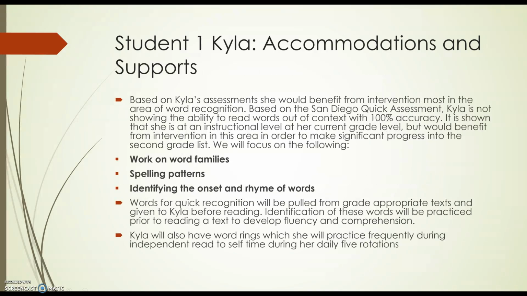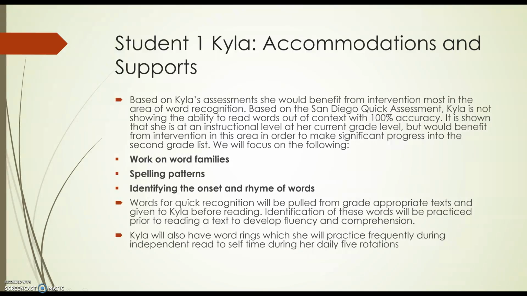And based on all of these assessments, I have created a few accommodations and supports for each student. So for Kyla, based on her assessments, it would be shown that she would benefit from intervention most in the area of word recognition. Based on the San Diego Quick Assessment, Kyla is not showing the ability to read words out of context with 100% accuracy. It is shown that she is at an instructional level at her current grade level, but would benefit from intervention in this area in order to make significant progress into the second grade lists.